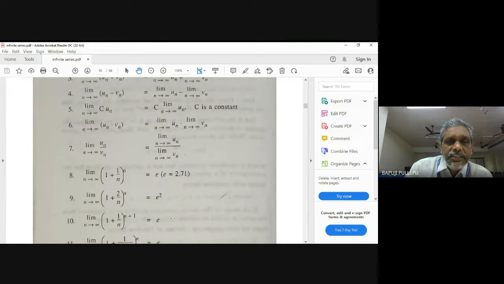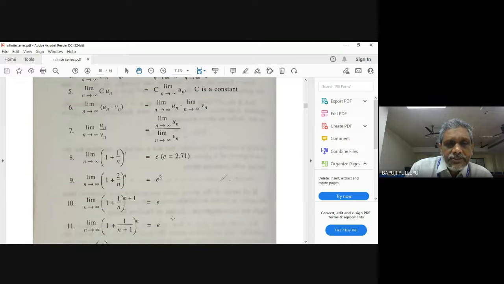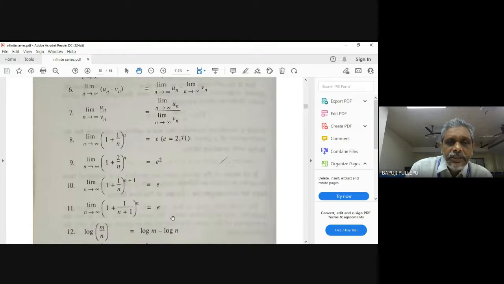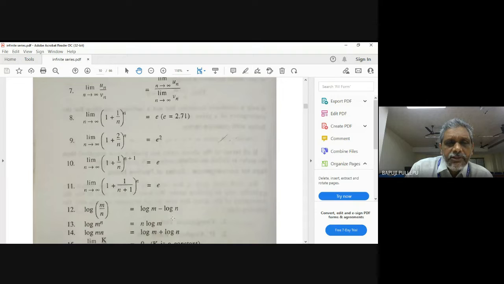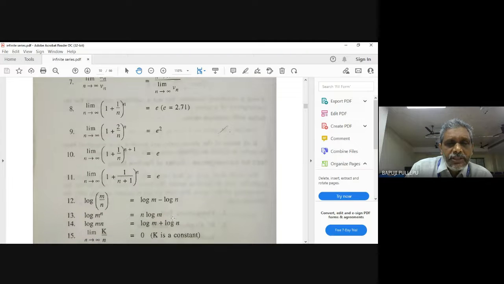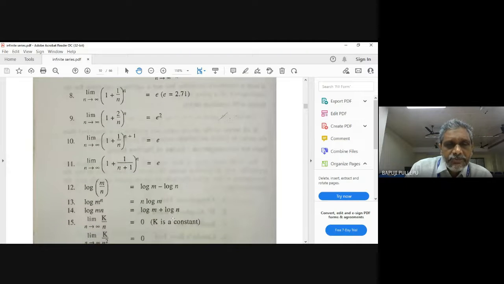Some results: the limit as n tends to infinity of (1 + 1/n)^n is equal to e. Then (1 + 2/n)^n is e squared. (1 + 1/n)^(n+1) is also e. Down also the power n, this denominator is n+1. Log(a/b) is equal to log a minus log b, you know. Log of m^n is n log m. Log(mn) is log m plus log n.